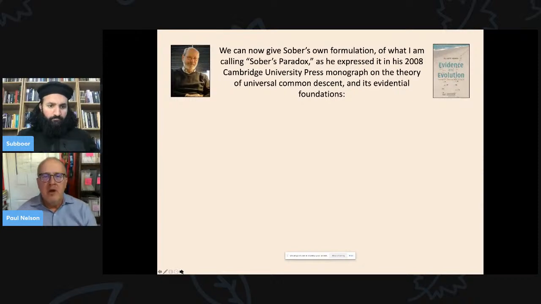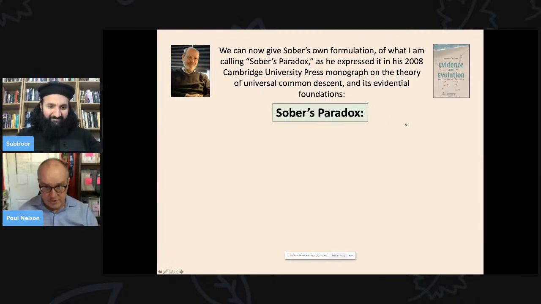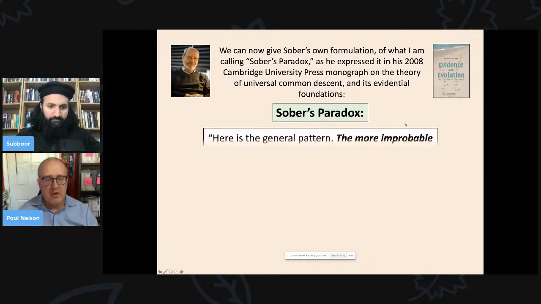All right. We come to the point now, the thought experiment is over. We can now give Sober's own formulation of what I'm calling his paradox. And he expressed it in this book, a 2008 monograph from Cambridge, which again, I recommend to you. Somewhere around here, down on the floor there, I've got my copy. Again, I've worn it out with use. Wonderful treatment of these questions.